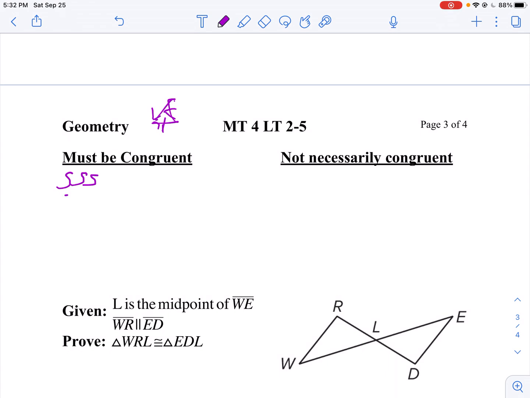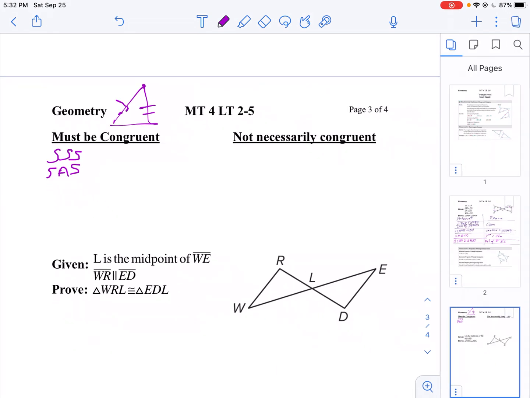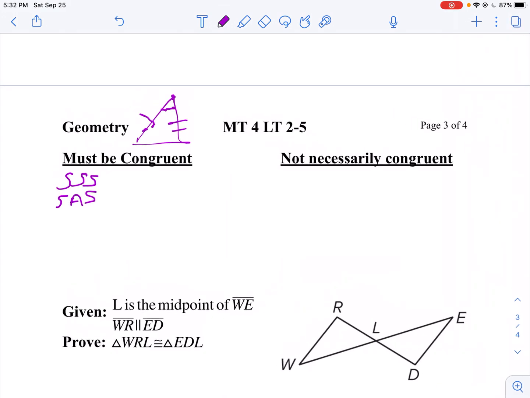If I have 2 sides and the included angle, what I mean by that, let me erase this and show you. Let's say I've got a triangle here. If I have 2 sides marked congruent, and I know the angle between those 2 sides, there's only one way to draw that triangle. It's going to be unique. So side angle side is one way to draw the triangle.